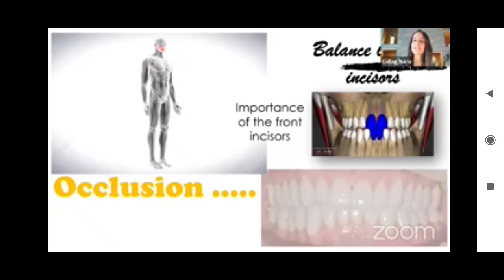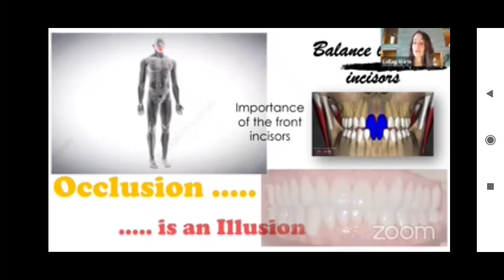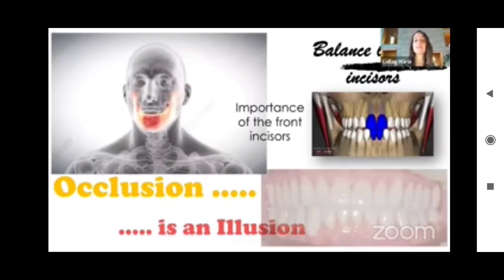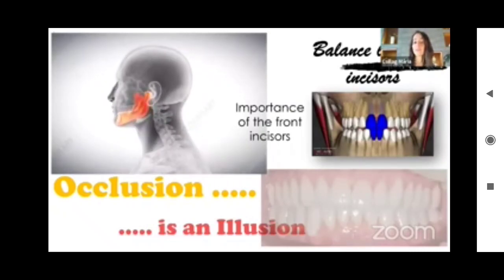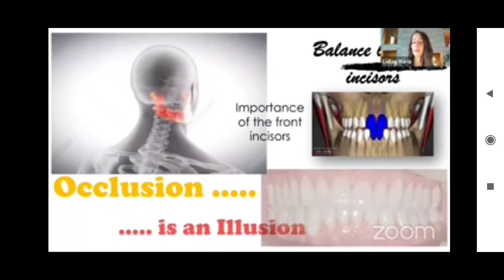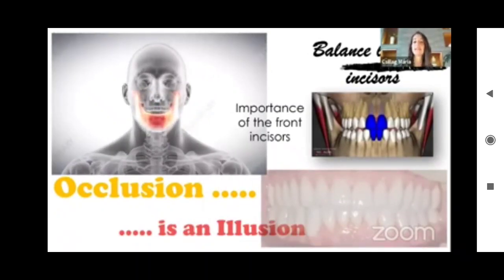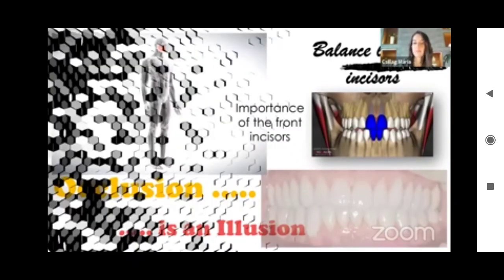So the importance of the front incisors is very, very big. And therefore the occlusion that we can see in the patient's mouth is really an illusion. So we, the dentists, should look at and collect all the signs from the face. We should set the mandible in its proper way, and we should create the occlusion that causes a really nice balancing effect on the face and on the body posture as well.